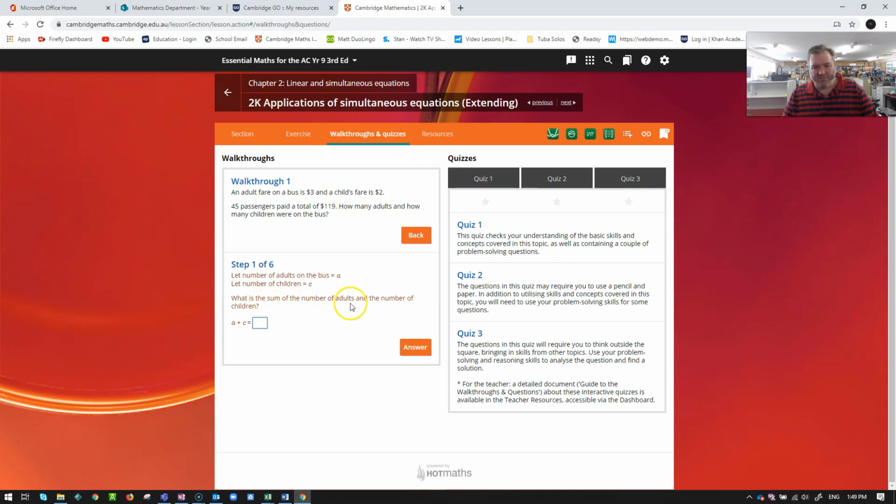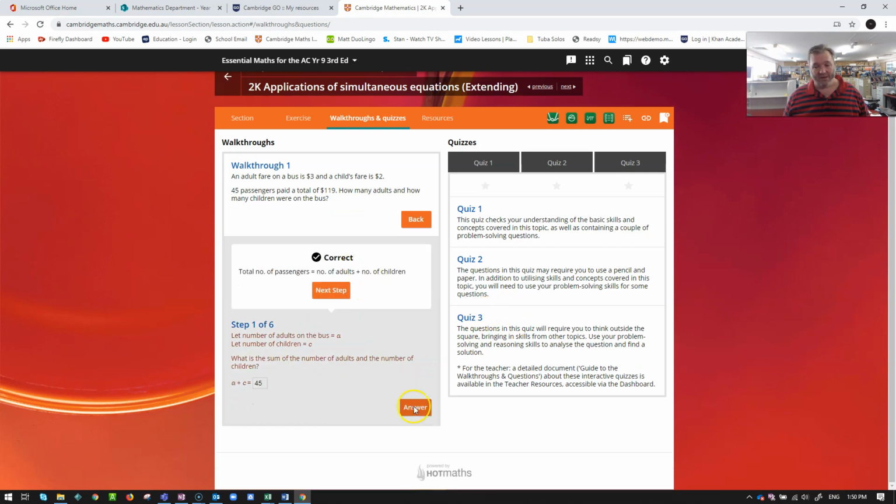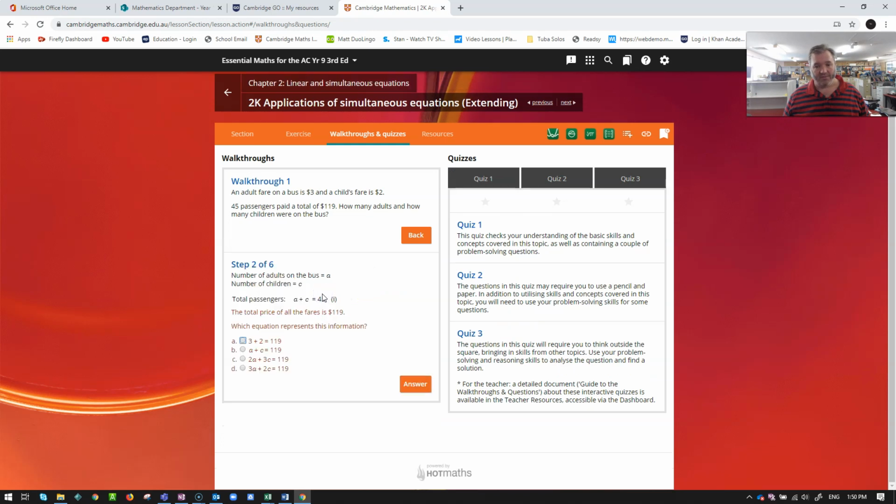That makes pretty good sense to me too. What is the sum of the number of adults and the number of children on the bus? So A plus C. Well, they tell us in the question, with simultaneous equations, remember there'll be two values that we'll need to write equations for. One of the values we know is there were 45 passengers. So right here, I'm going to fill in the 45. And it will tell you whether or not you got it correct, which is great. And then you go to the next step. So we've got our first equation, A plus C equals 45.